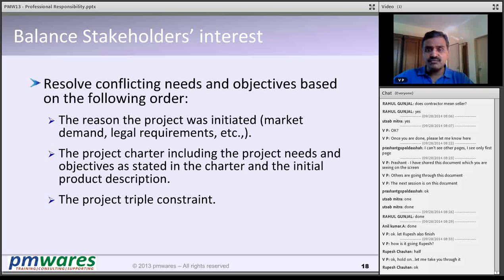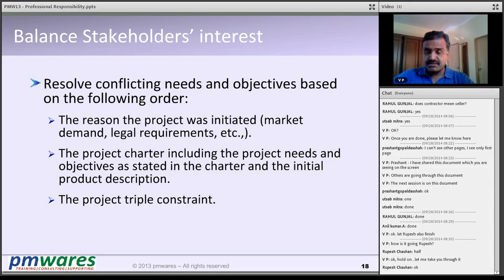Now, what do all four of these aspects really mean? When you have a decision to take, you will take the decision in this respect. To resolve conflict, the need is to follow objectives in the following order. You should first go in favor of the real reason for which the project is being executed. You remember that in the charter we write the business case. That is the reason behind the project. So the topmost priority should be given to the reason behind the project.